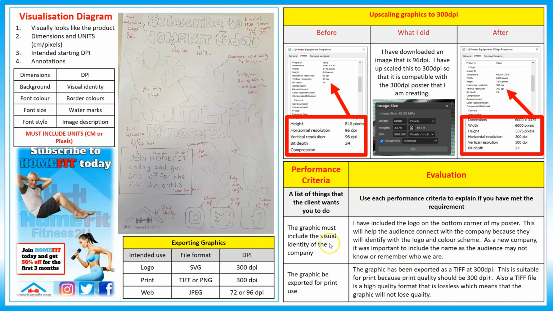So just to finish off and remind you, the performance criteria and evaluation example is on the Knowledge Organiser. All the other things like exporting graphics and other bits and pieces associated with the project you'll find on this document as well.